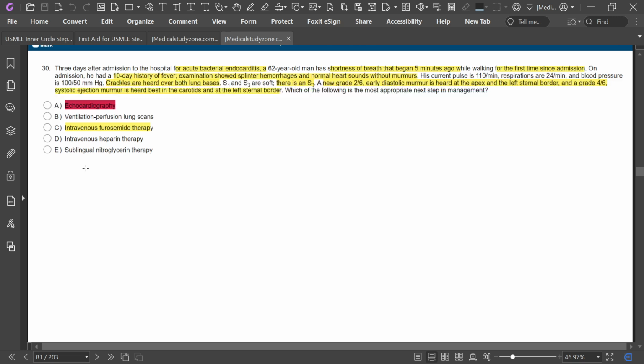There's too much going on. What is the diagnosis? Early diastolic murmur at the apex. That's like early mitral, sorry, it's like mitral something because it's at the apex. And then the grade 4 out of 6 murmur is heard in the carotids and at the left sternal border. And he has infective endocarditis. Okay. Echocardiography.